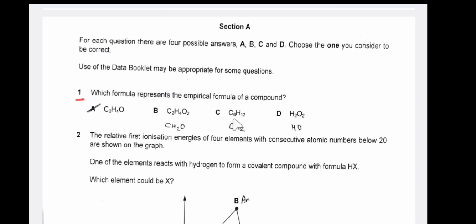So this formula can be further simplified. This formula is also further simplified. This is also further simplified. So these are not the empirical formula, but this formula represents the empirical formula because it cannot be further simplified. So the answer is A.